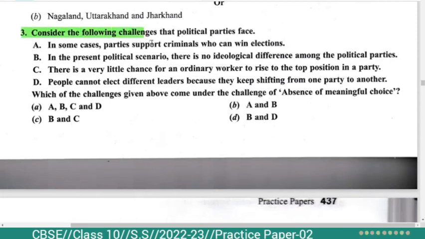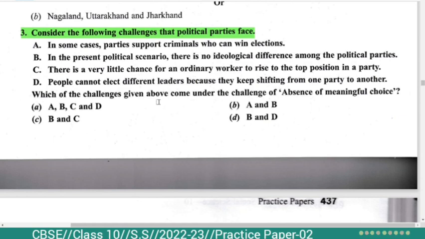Third question, consider the following challenges that political parties face. A. In some cases, parties support criminals who can win elections. B. In the present political scenario, there is no ideological difference among the political parties. C. There is very little chance for an ordinary worker to rise to the top position in a party. D. People cannot elect different leaders because they keep shifting from one party to another.